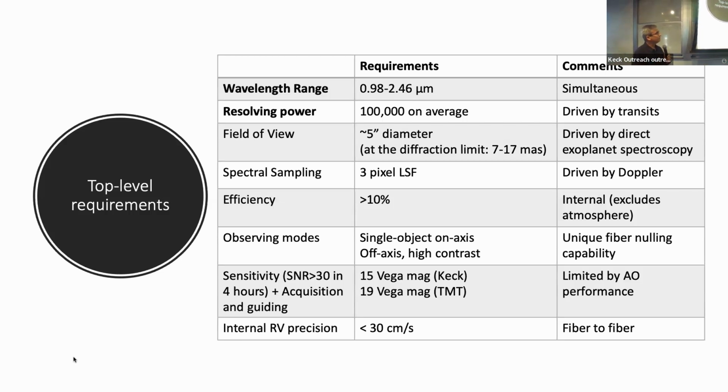So we have multiple modes. Relative high sensitivity, which I'll show, enabled by that end-to-end throughput. And we're aiming to be able to do precision radial velocities, another key feature of our design to try and characterize exoplanets through a variety of means. And so we're aiming for an internal velocity precision of better than 30 centimeters per second.